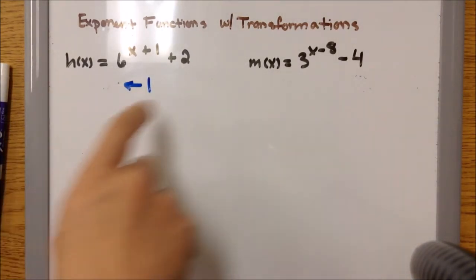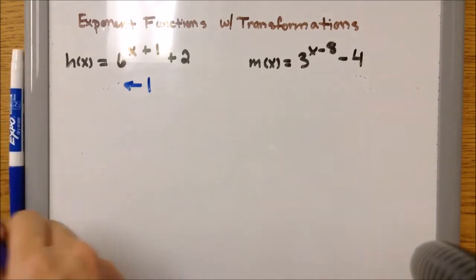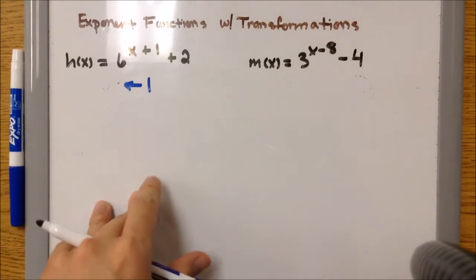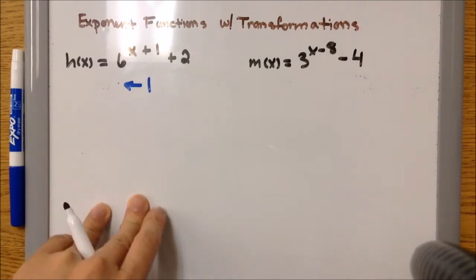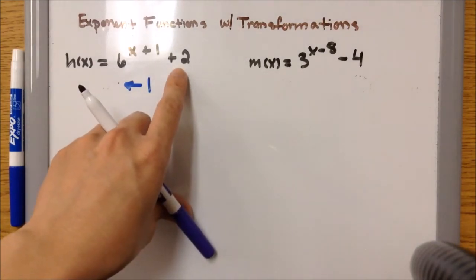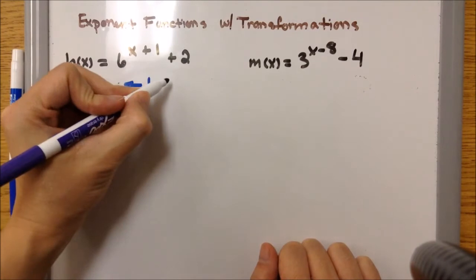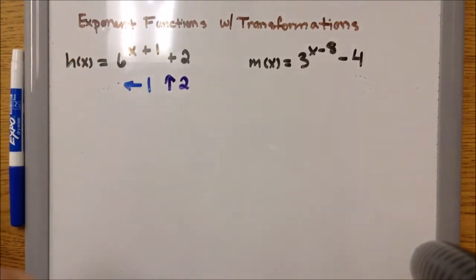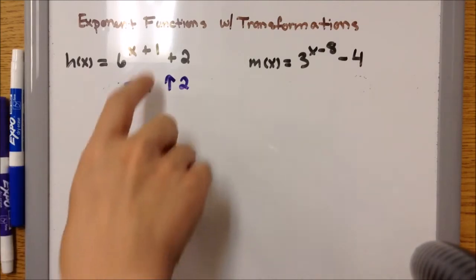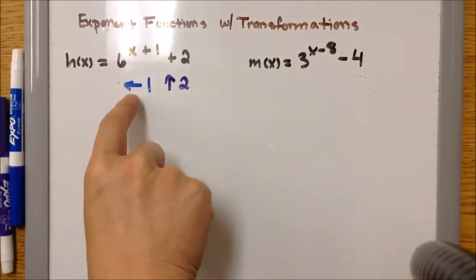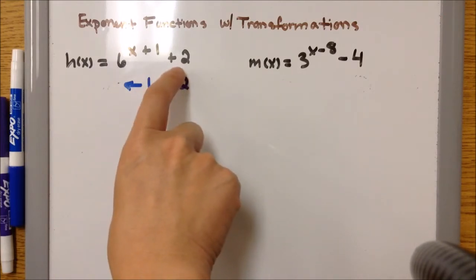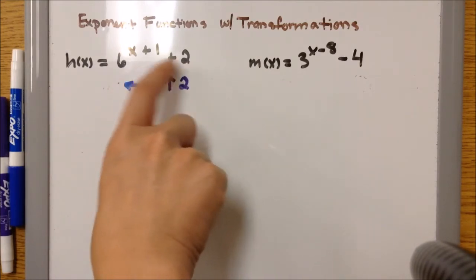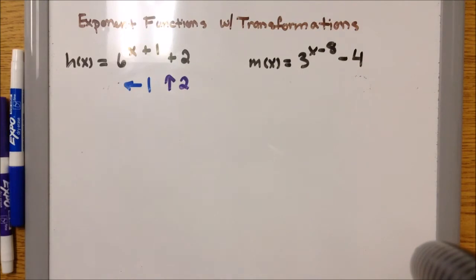Now, our second number, not the 6, that's our base. Our second number is the plus 2. It's after the x, so it's either up or down. In this case, since it's plus 2, it's going to go up 2 units. And that's pretty much the transformation for example 3. X plus 1, that's left 1 unit, and then plus 2. The plus 2 is after the x, so it's up 2 units.